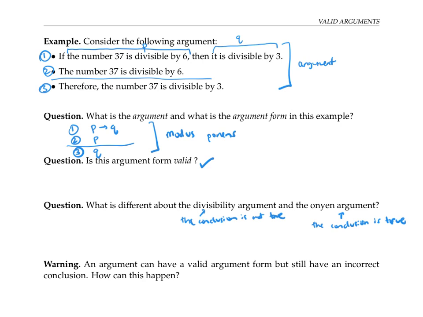So how could we have a valid argument form but still have an incorrect, i.e. false, conclusion? Well, if you look closely, one of our premises is false. The number 37 is not divisible by 6, even though the first premise is true. So a valid argument form can still give you a false conclusion if one or more of the premises is false. A valid argument is only guaranteed to give you a correct conclusion if the premises are all true.